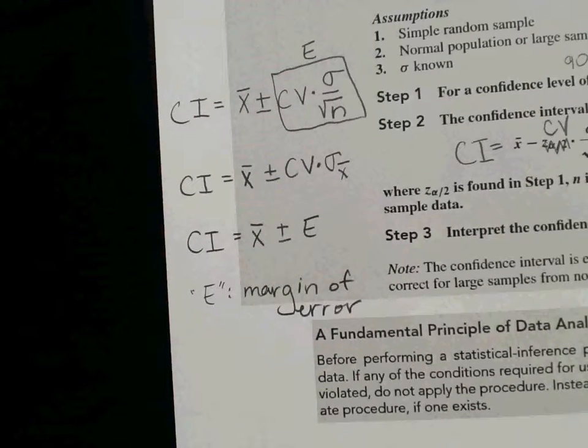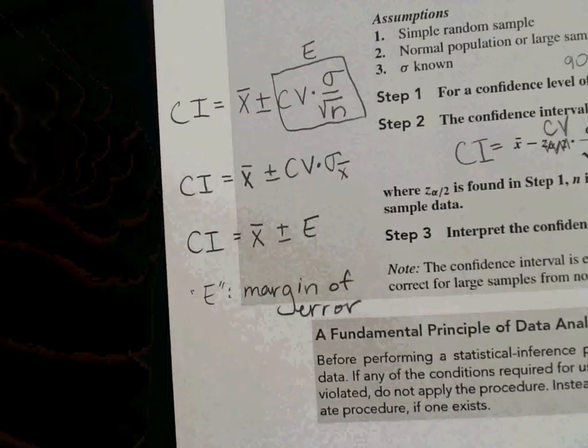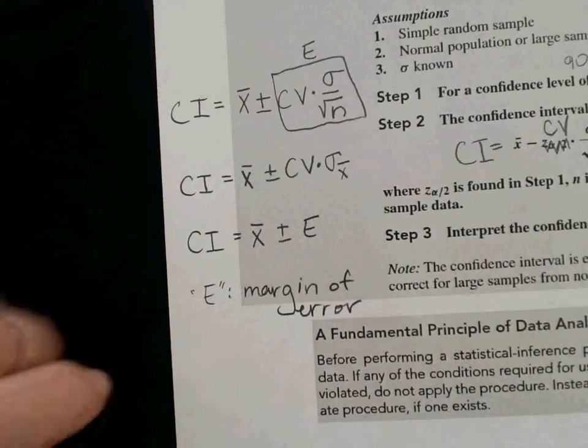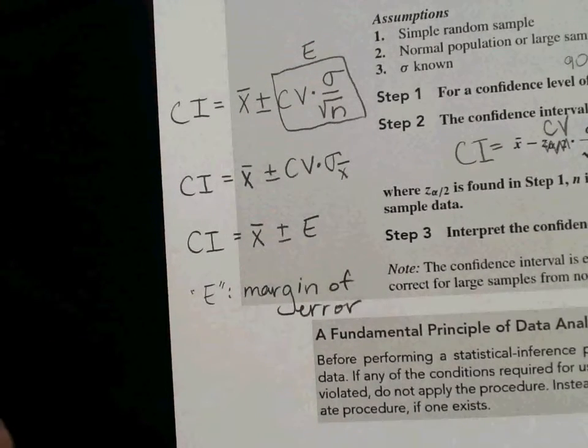Michael, will you read a fundamental principle of data analysis? Before performing a statistical inference procedure, examine the sample data. If any of the conditions required for using a procedure appear to be violated, do not apply the procedure. Instead, use a different, more appropriate procedure if none exists. Great. This is our procedure. So if the conditions aren't met, we'll just say the conditions aren't met. But most of the time, the conditions will be met for our purposes.